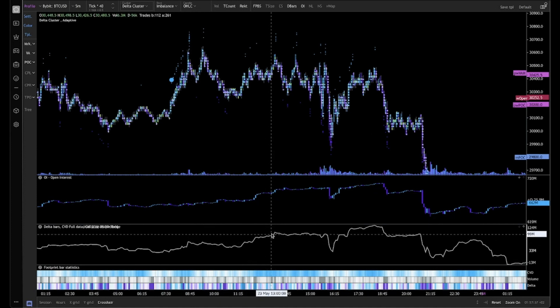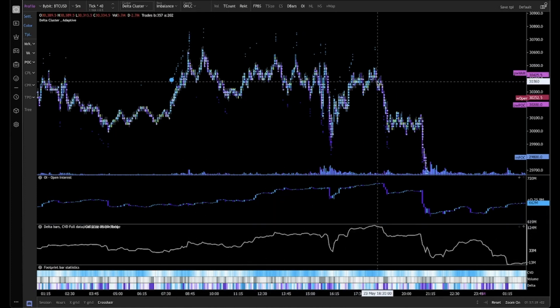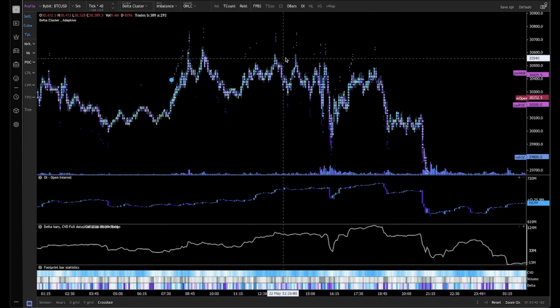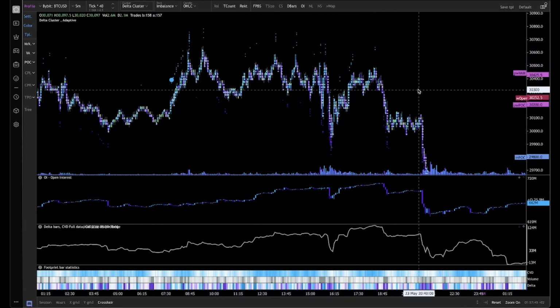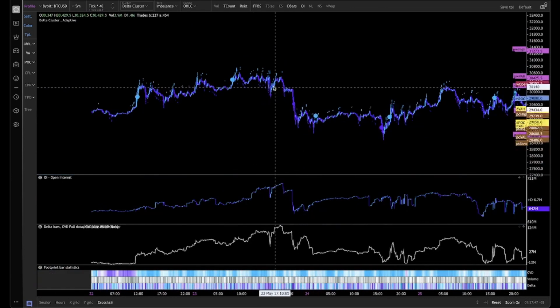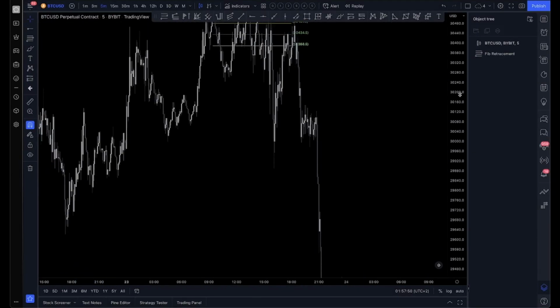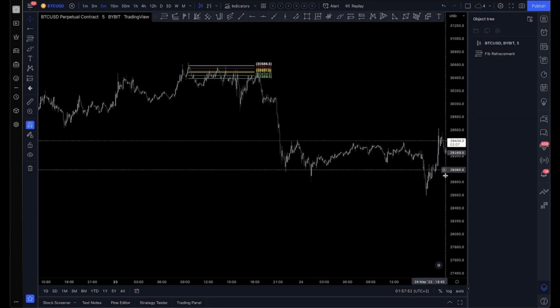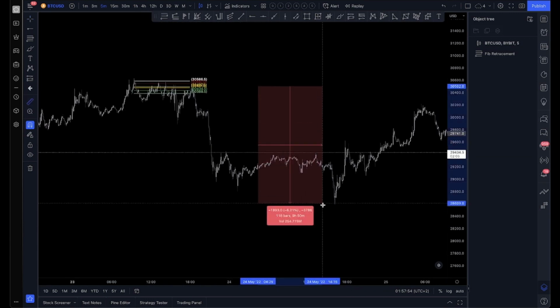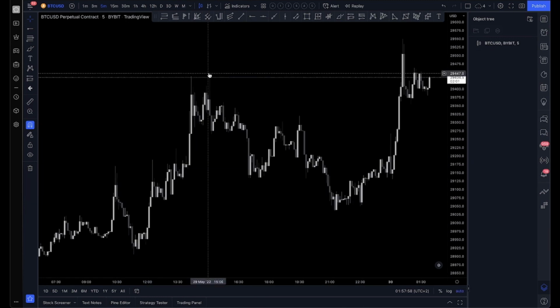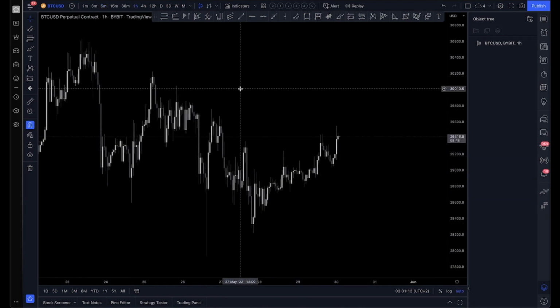You can see how CVD is going up, price is going down, so essentially someone here is absorbing all of these longs, and then it pushed price down for a couple of percent. Let me check exactly how much. 6.3%. So that's how you trade SFPs.